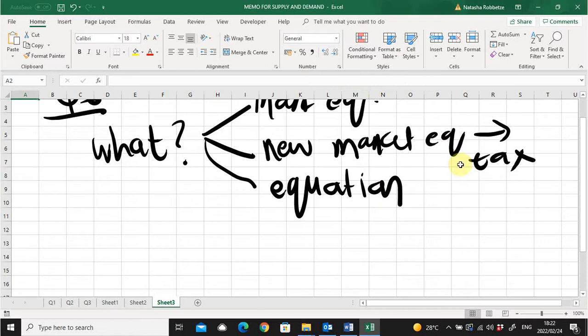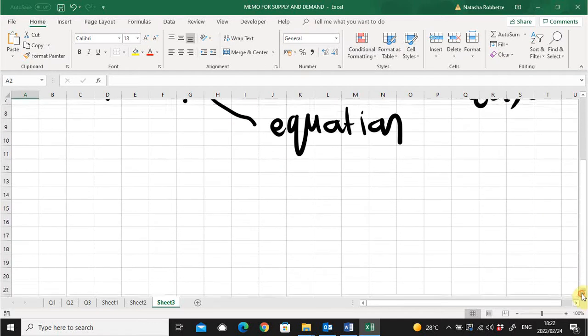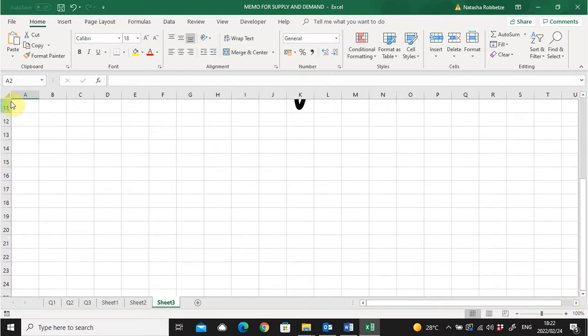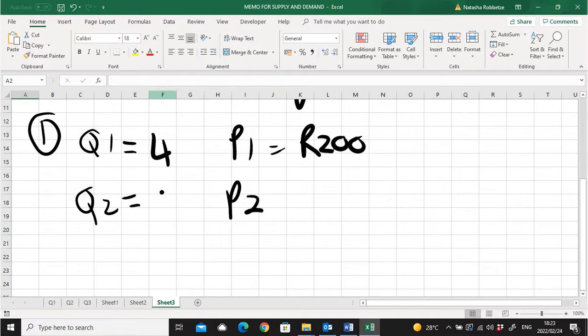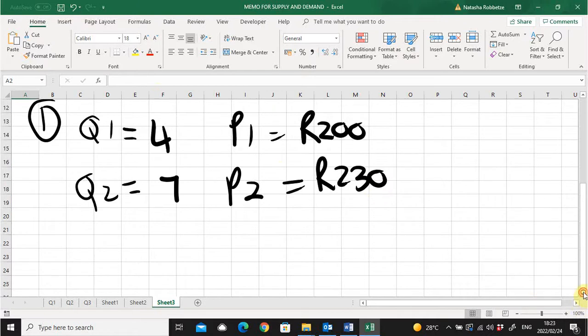So we are now here where you have to get to an equation. How do we get to an equation again? There's two steps. The first step is we need to get to a slope. But before we can do that, we need a Q1 and a Q2 and a corresponding P1 and a P2. So for Q1 and P1, I see that it is 4 shirts for 200 Rand. And then I see it is 7 shirts for 230 Rand. That would then be my Q's and P's.